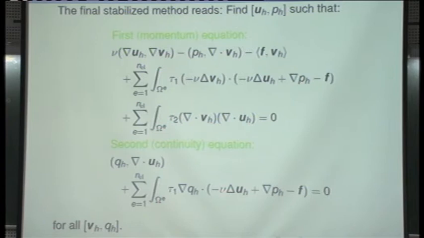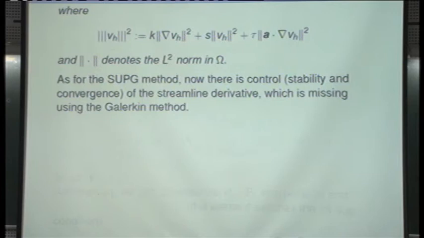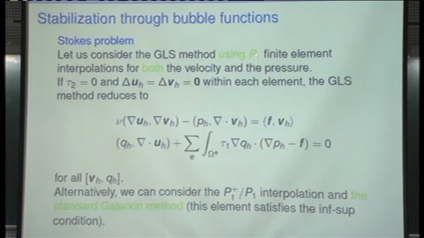So we only have the crucial term, gradient of Q, gradient of P, and then the right-hand side for consistency. Okay. So that's the method in the case of linear elements, using P1 elements and tau 2 equal to zero.